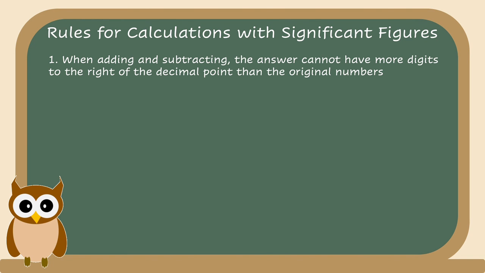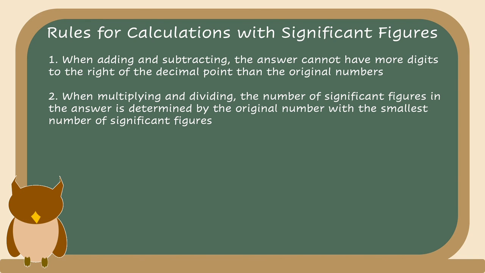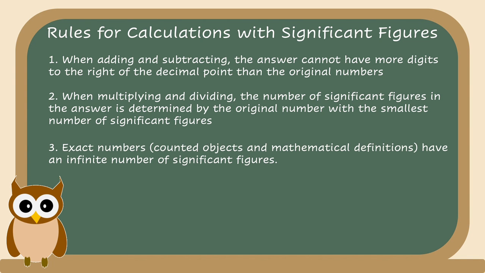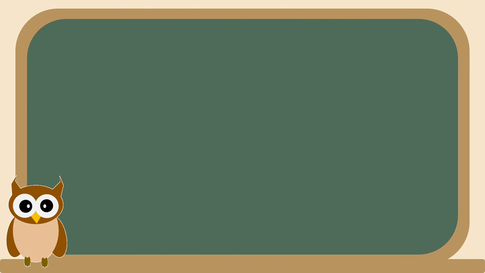So to summarize, when adding and subtracting, the answer cannot have more digits to the right of the decimal point than the original numbers. When multiplying and dividing, the number of significant figures in the answer is determined by the original number with the smallest number of significant figures. And exact numbers, such as mathematical constants and counted objects, have an infinite number of significant figures.